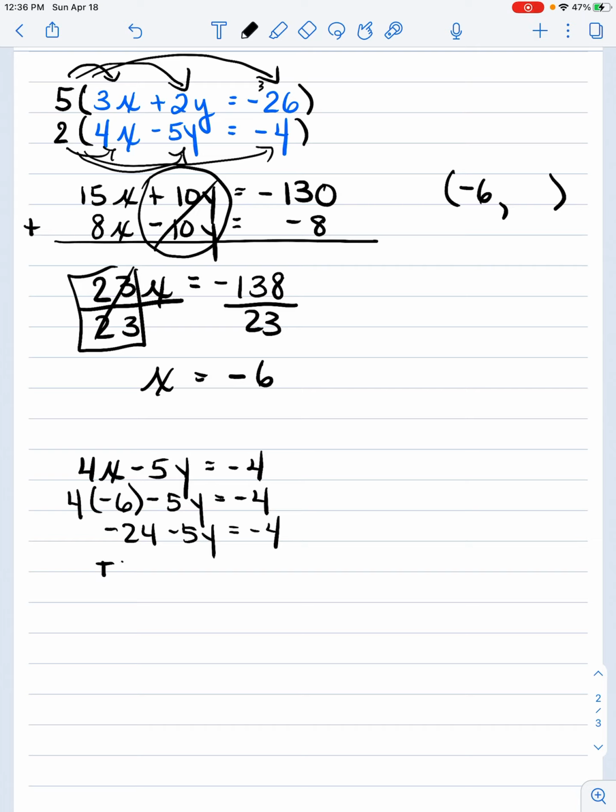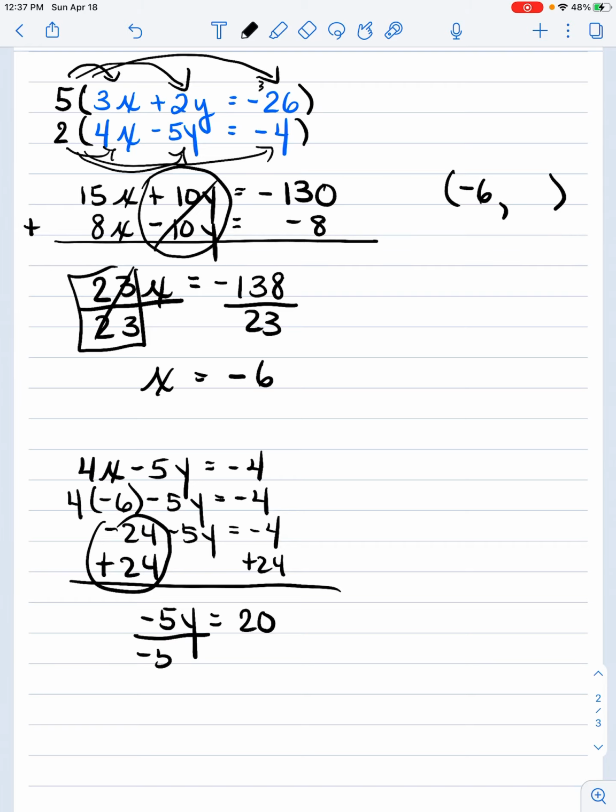And let's see, let's add 24 to both sides. And we get negative 5y equals 20. Does everyone see that? Because positive 24 and negative 4. Okay, I'm going to have to divide both sides by negative 5 to get y equals negative 4. Okay, and so my y is going to be negative 4.